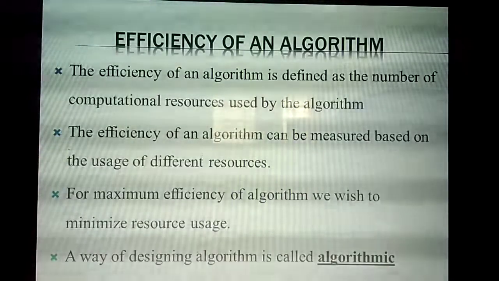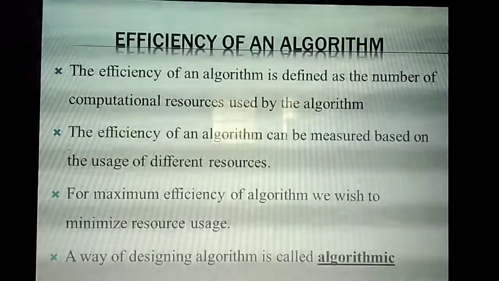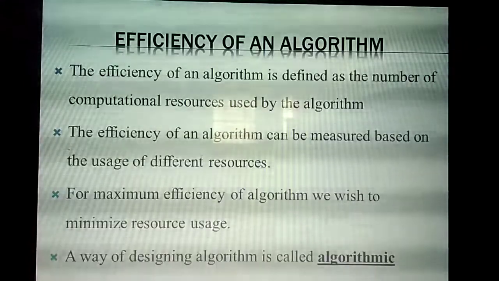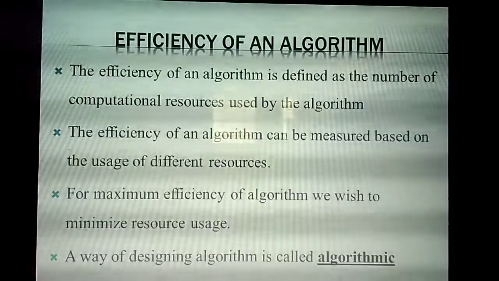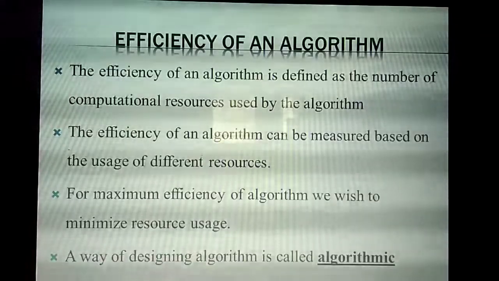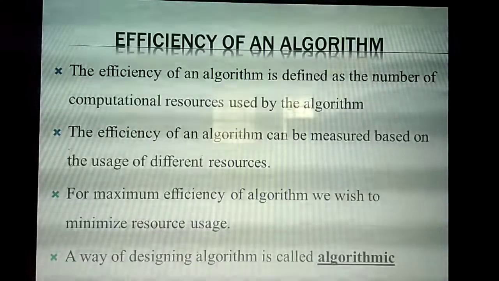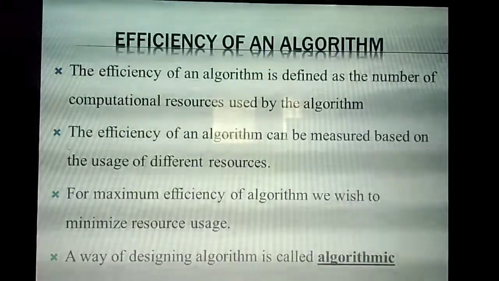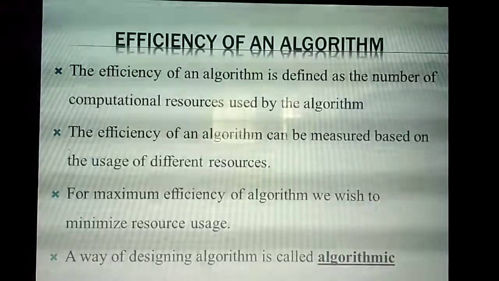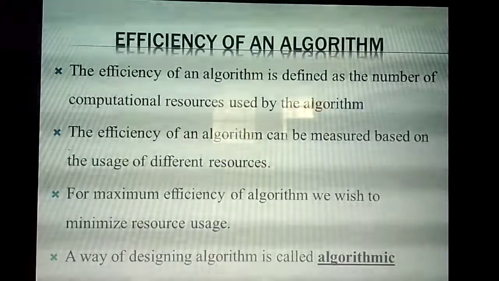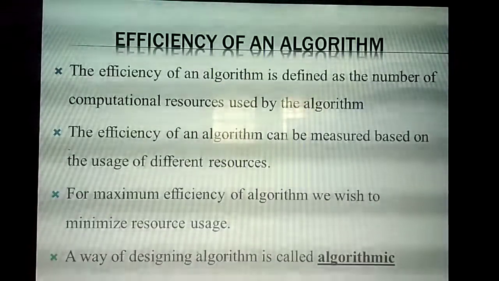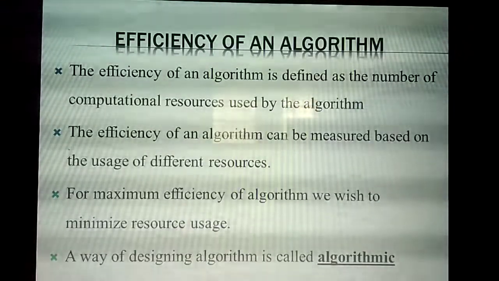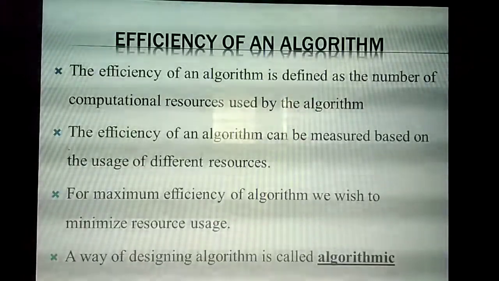So listen, why I am telling this example: in this example, there are 3 resources I have used. What are they? For typing, keyboard. For scanning, scanner. For printing, printer. Understand? 3 resources I am using. Like that, the efficiency of an algorithm is defined based on which one? Computational resources used by the algorithm. In that algorithm, how many resources am I using? Based on those resources only, I can find the efficiency.